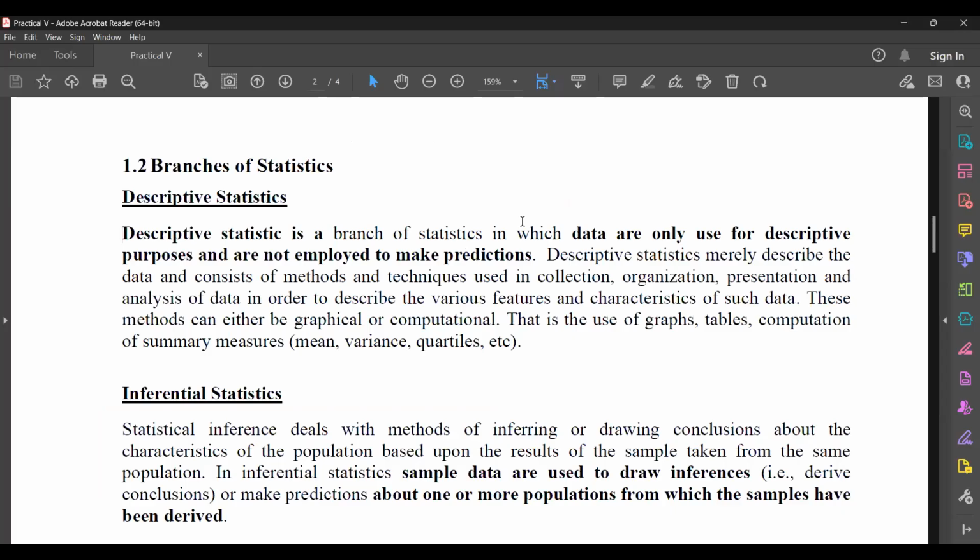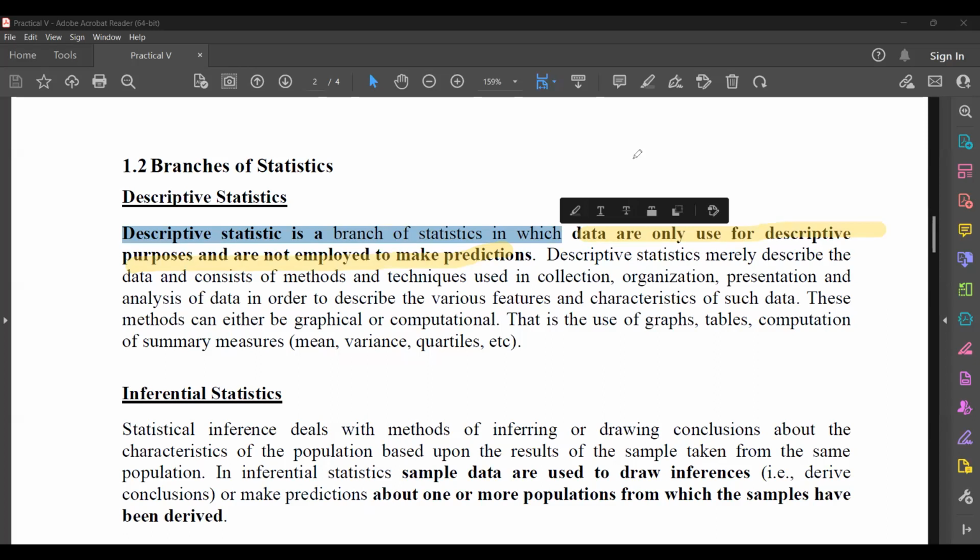You can see, so this is data only used for descriptive purposes. Here we are using data only for descriptive purposes, right? And here we are not going to make any predictions, right? And here, as I mentioned earlier, you can use these methods to describe your data set.